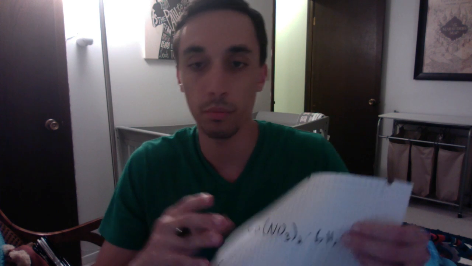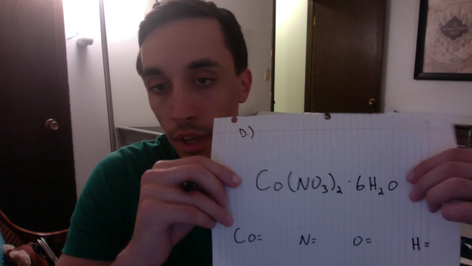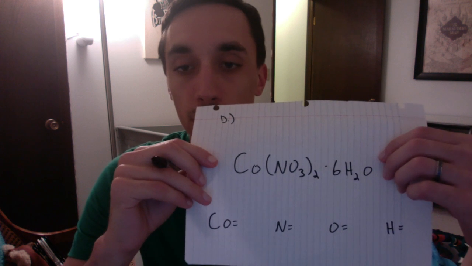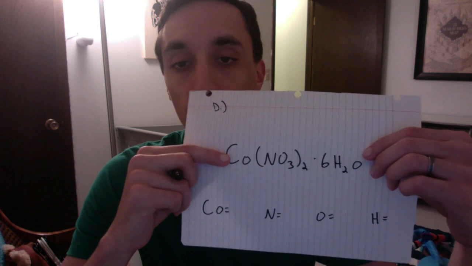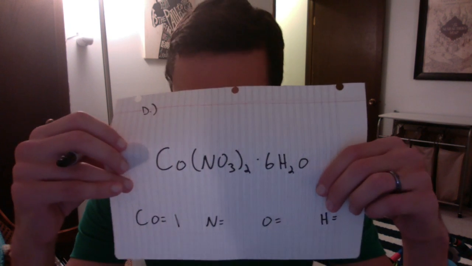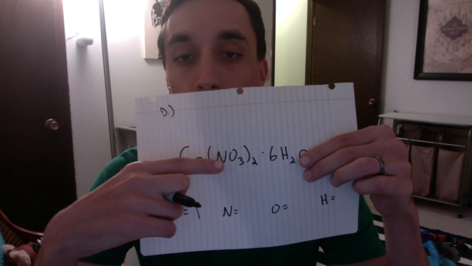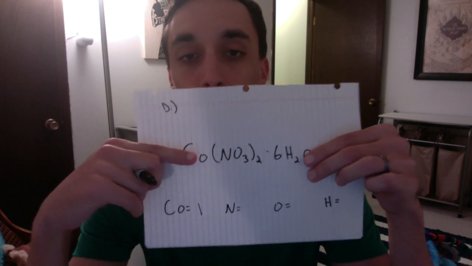Okay, finally in part D here, we have a little bit more complex molecule. So we have 4 different elements in this one: cobalt, nitrogen, oxygen, and hydrogen. So let's start with cobalt, the easiest one right here outside of the parentheses, no subscript, so we know we have just 1 cobalt. Alright, then going on to nitrogen, we've got our nitrogen here inside the parentheses. There's no subscript, but there's a 2 outside of the parentheses, so we multiply 2 by 1, and we get 2 nitrogen.